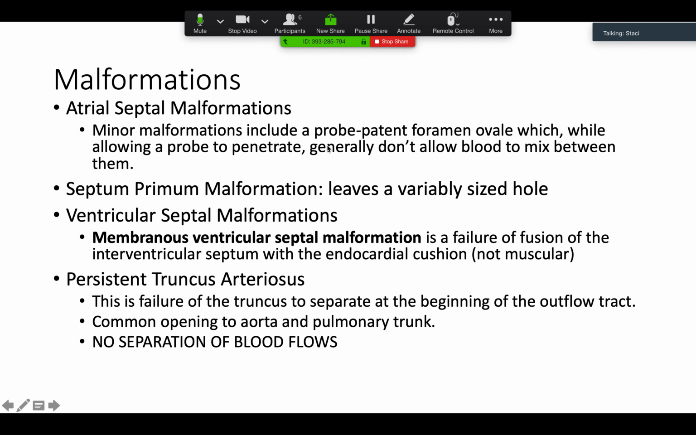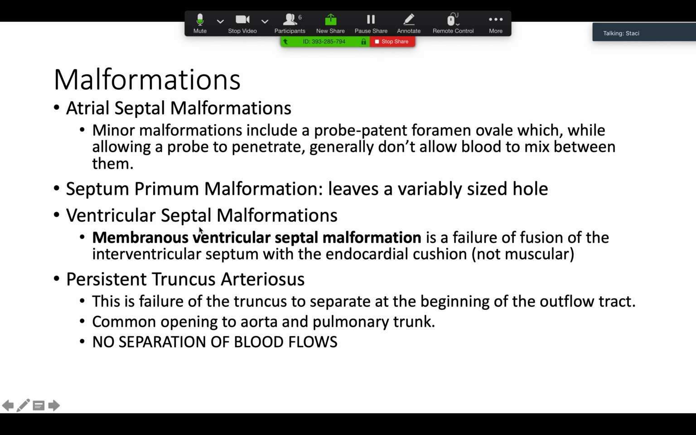So it's going to be a probe patent foramen ovale, which is small enough to allow a probe to penetrate. But since it's so tiny, it doesn't allow a lot of blood to mix in between. So that's not too much of a problem. A septum primum malformation is going to leave a bigger size hole. So there's going to be more oxygenated versus non-oxygenated mixing of blood.